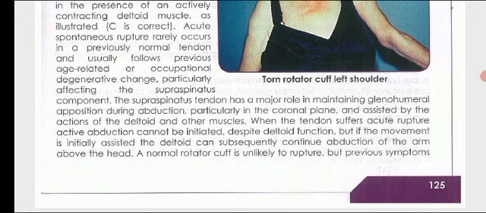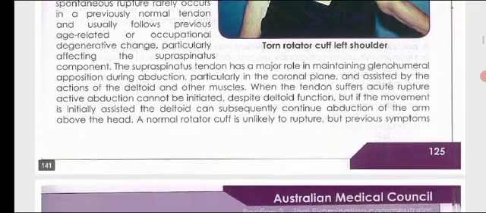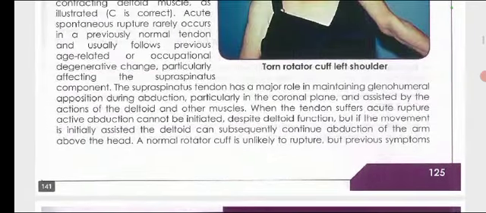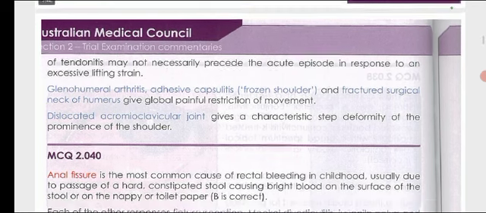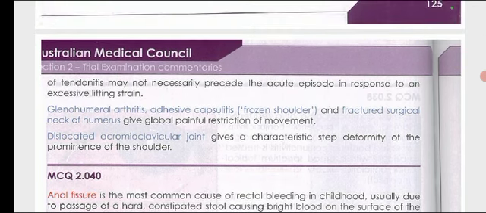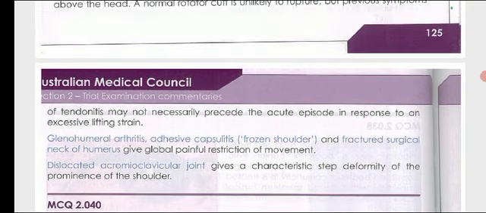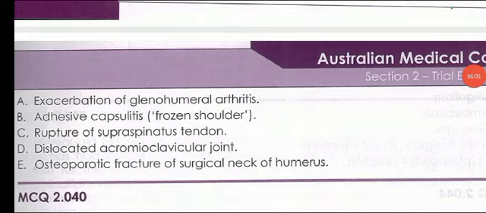A normal rotator cuff is unlikely to rupture, but previous symptoms of tendinitis may not necessarily precede the acute episode in response to an excessive lifting strain. Glenohumeral arthritis, adhesive capsulitis, and fractured surgical neck of the humerus give a global painful restriction of movement. A dislocated acromioclavicular joint gives a characteristic step deformity with prominence of the shoulder. So the correct answer is rupture of the supraspinatus tendon.